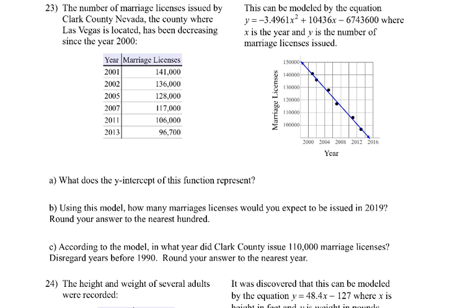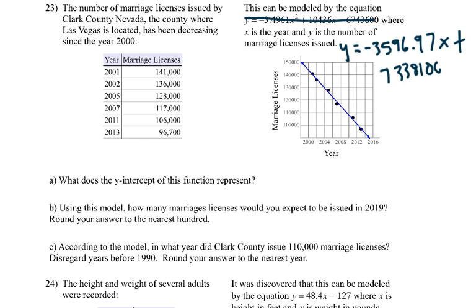All right, now this one, it actually looks linear even though it used a different model. So let's erase that model, and our equation would be y equals negative 3596.97x plus 7338100. Okay, much better. So we'll use that one instead. We'll make sure to change that.